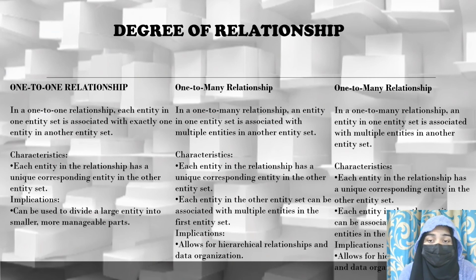In a many-to-many relationship, an entity is associated with multiple entities in another entity set. Characteristics: each entity in the relationship has a corresponding entity in the other entity set, and each entity can be associated with multiple entities. The implication is that it allows for flexible relationships and data organization.